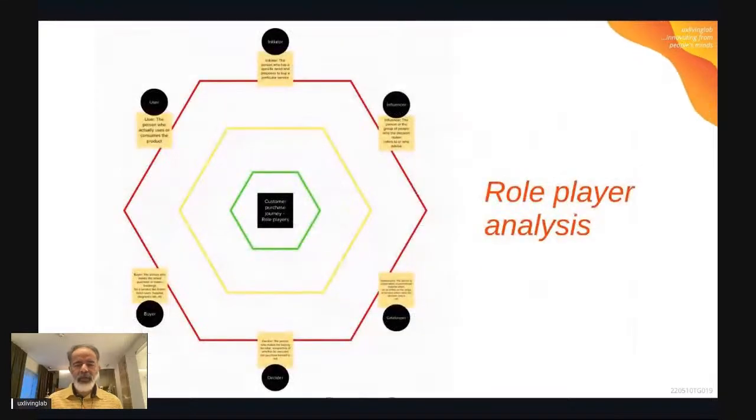Then in the stories, there are a lot of role players. You have to do the role player analysis. What are the main role players in a customer journey? Decider, buyer, influencer, gatekeeper, user, initiator. These are the 6 roles in a consumer journey. Each role has its own importance.